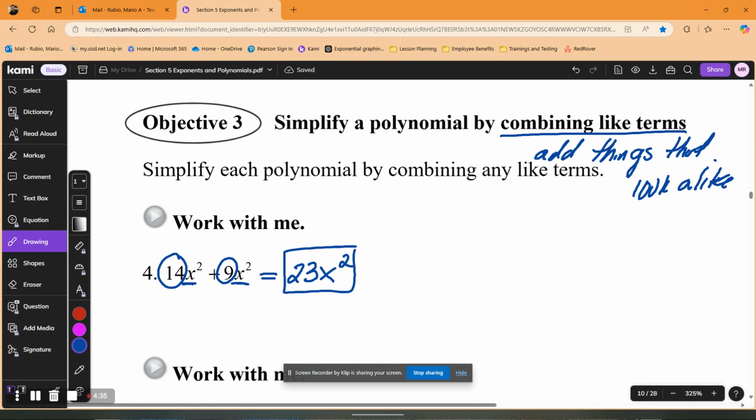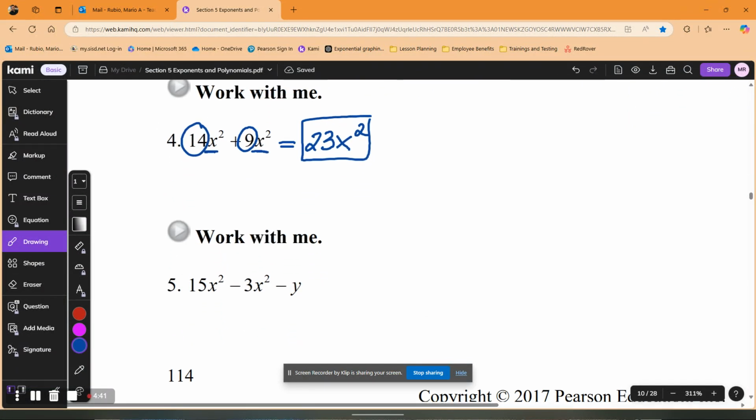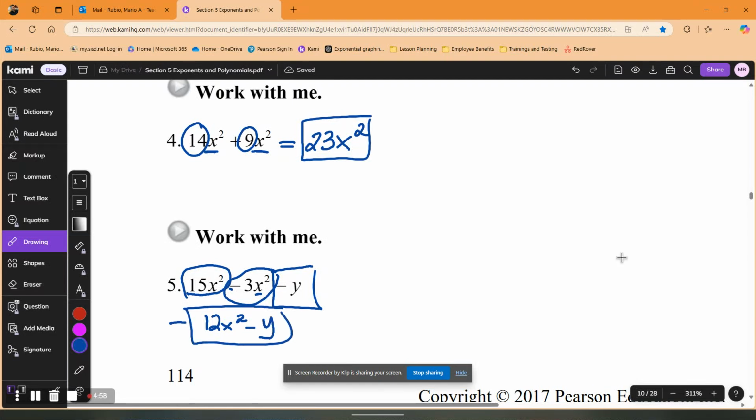Okay. Remember, simplifying is just combining like terms, addition or subtraction. Take a look at number 5. Which ones are the same? 15x squared, negative 3x squared, and this one's kind of different on its own, so I'm putting a square. 15 minus 3 is 12x squared, and then there's nothing else to combine with the y, so I'm going to simplify it to that.